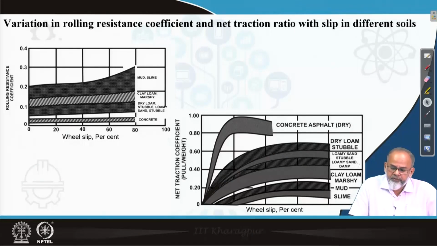So what we conclude from this figure is that COT, like CRR, is dependent on factors like soil conditions and wheel slip. Initially, when we increase wheel slip for all the soil conditions, we can see the rate of rise was very fast. Then after some slip, it starts almost remaining constant. But that rate of rise was very high in the case of a dry soil, like a concrete surface.